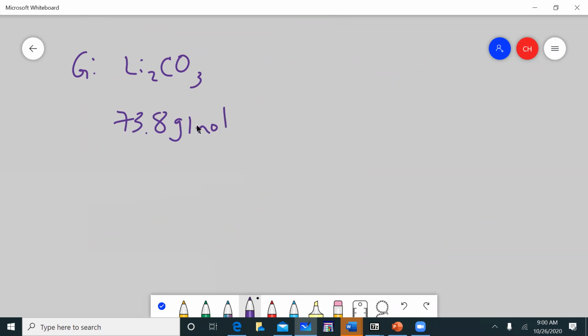Okay, so for this one, you may be wondering, is it the same? It is the same. Sometimes the empirical and the molecular formula are actually the same. There is no multiplier. So we want to figure out the molecular formula.